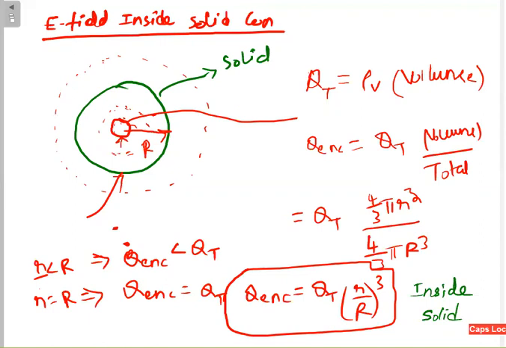Again, to avoid confusion, solid in the sense it consists of charges inside. Everything inside has charges uniformly distributed. That is the solid conductor. Next I will go to the electric field configuration in concentric spheres. Electric field in the concentric spheres.